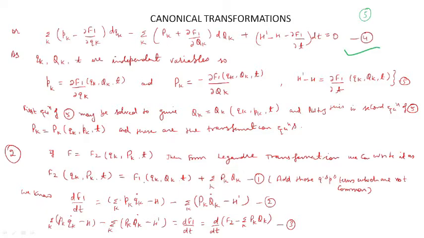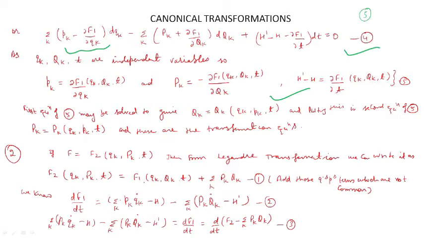Now as you know that F1 is a function of the small qk, capital Qk and t, and these are independent variables, we can write each coefficient as 0. So pk will be equal to del F1 over del qk, and capital Pk here will be equal to minus del F1 over del Qk, and H dash minus H is equal to del F1 over del t. So these equations are called the transformation equations.